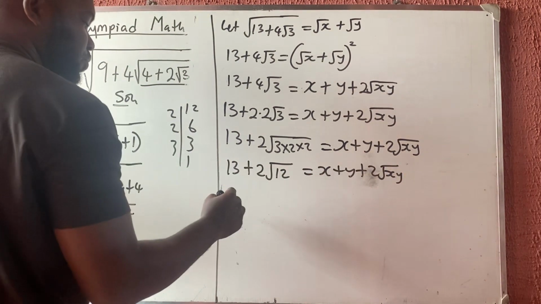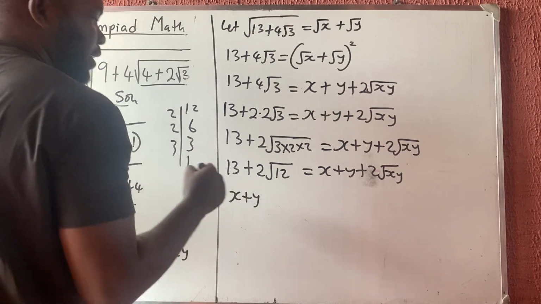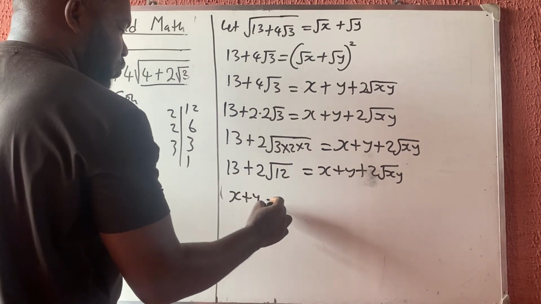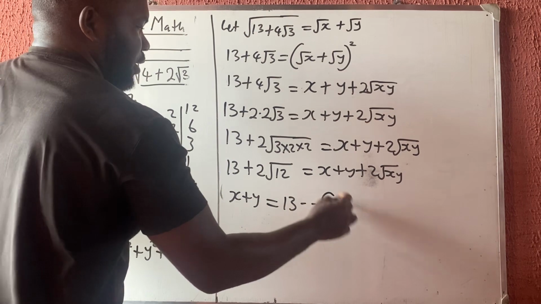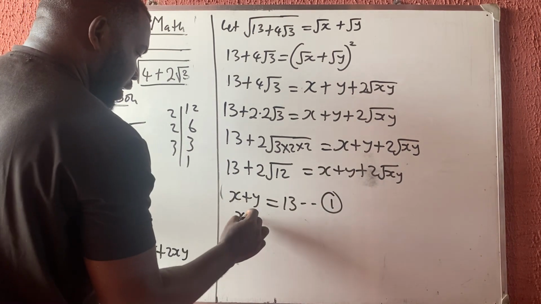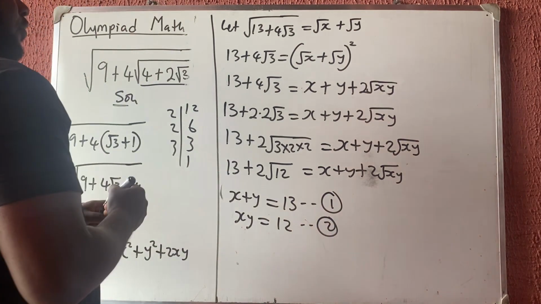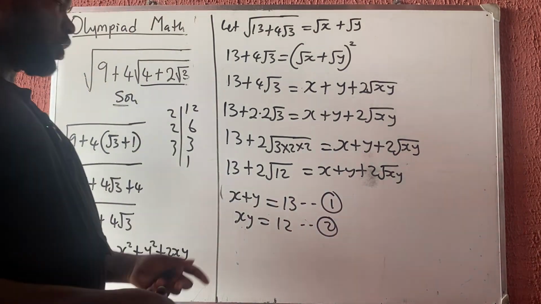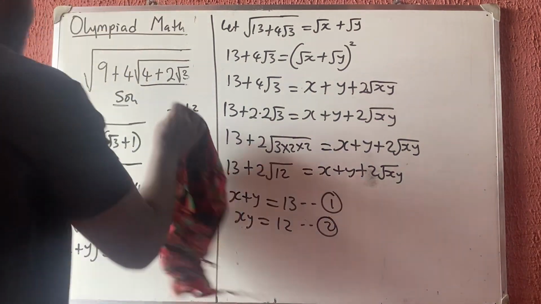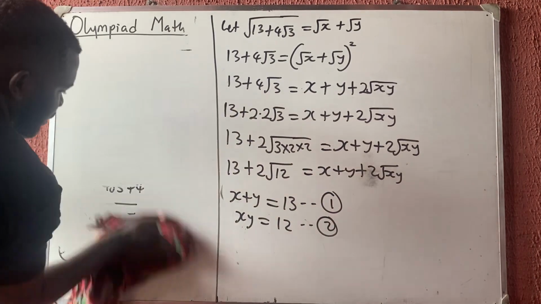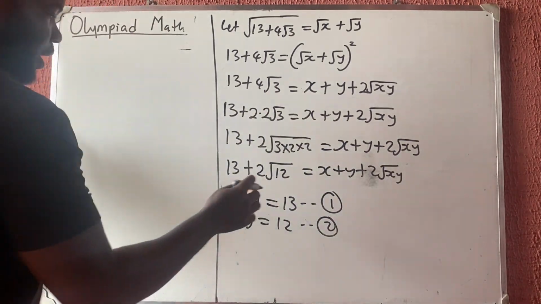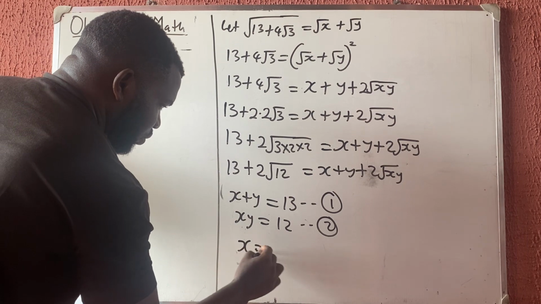So comparing these two, you see that x plus y that does not have root should be equal to 13, equation 1. And then this one inside here, which is xy, should be equal to 12, equation 2. So you will now solve this equation 1 and 2 simultaneously, and then you get your final answer.